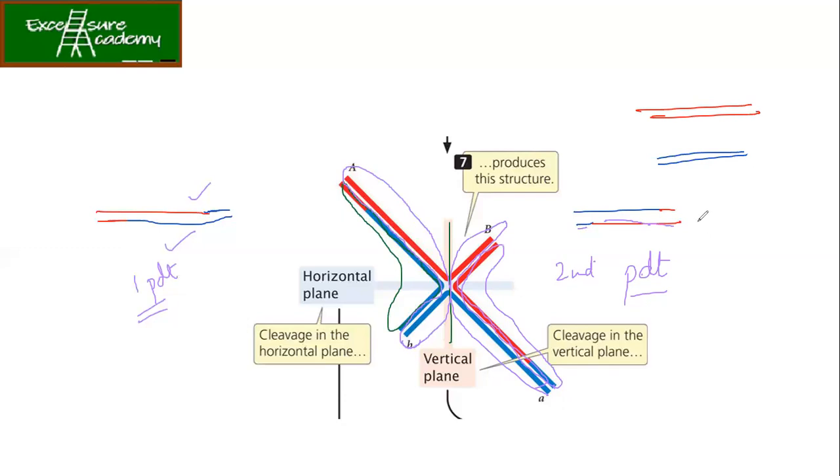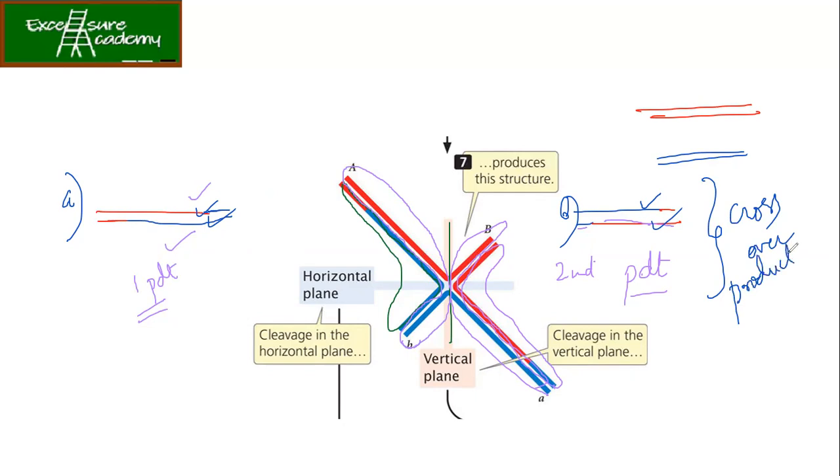What do you think? This is one product. This is another product. Do you guys think that it is similar to the parental? No, right? Because none of the strands has the parental copy. Here also, both the strands have half of each, right? So that's why it is known as the crossover product.